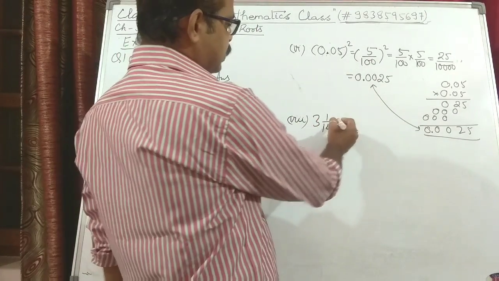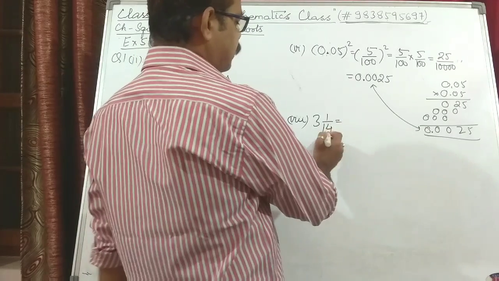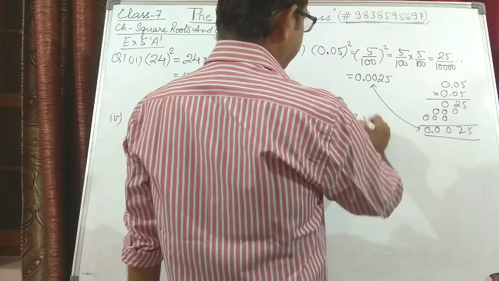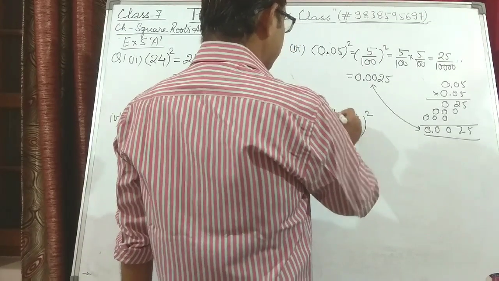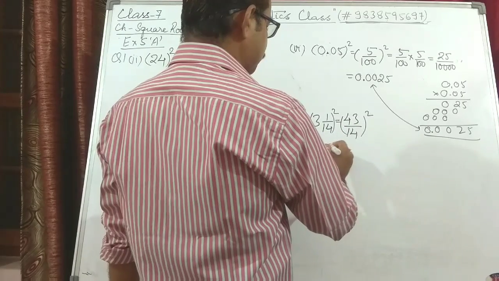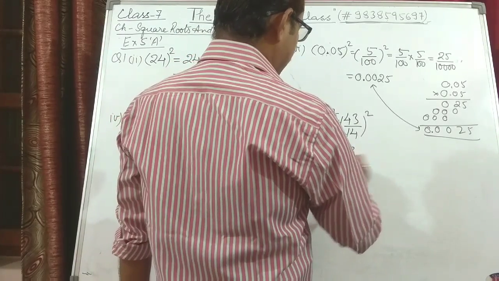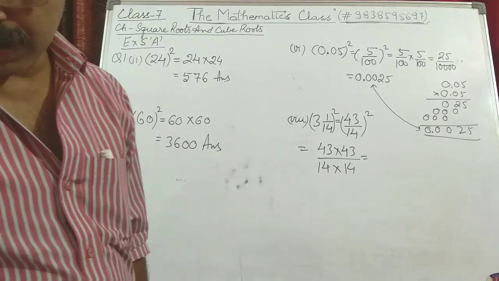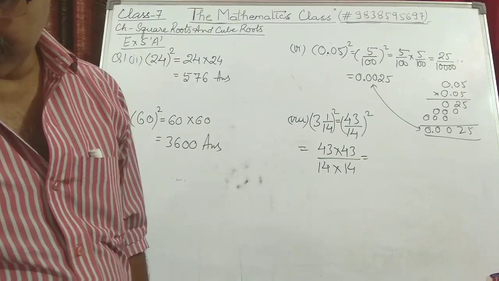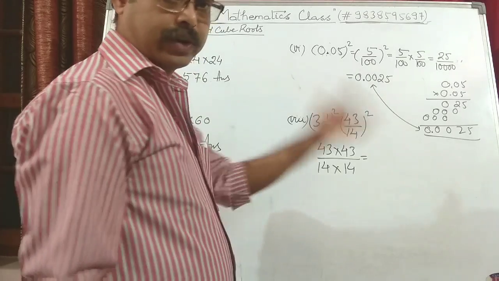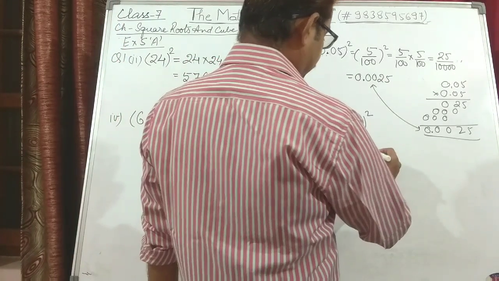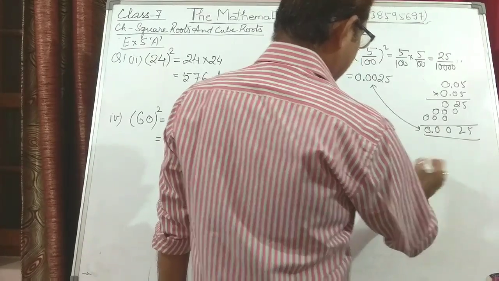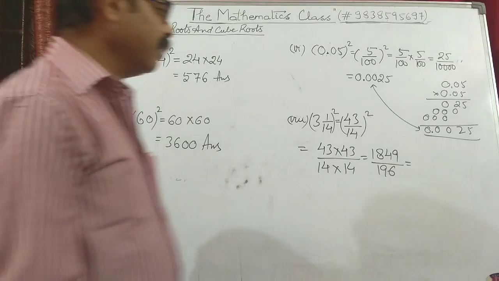Now let's talk about this. This is a mixed fraction. So first of all, 14 3s are 42 plus 1, 43 upon 14 square we have to find out. Now we know this can be written as 43 into 43 upon 14 into 14. We have already learnt about the square of 14. 14 into 14 is 196, and 43 into 43 is 1849 upon 196.